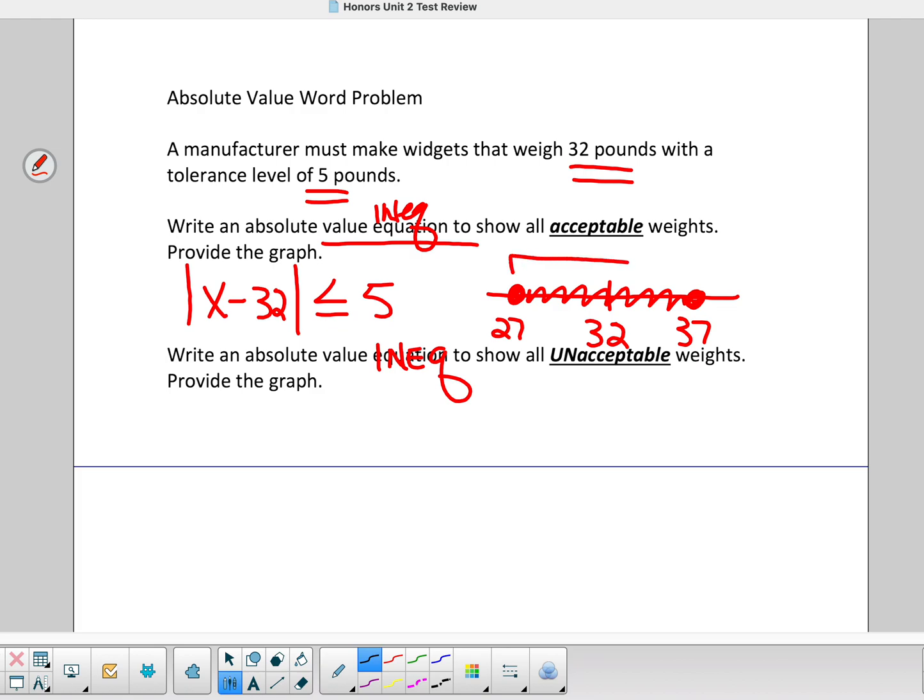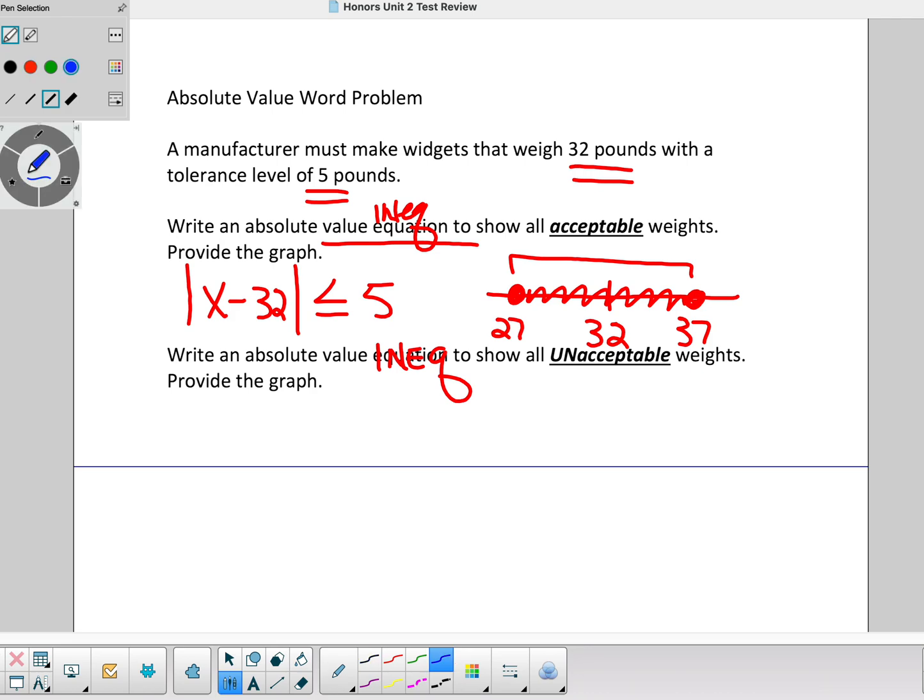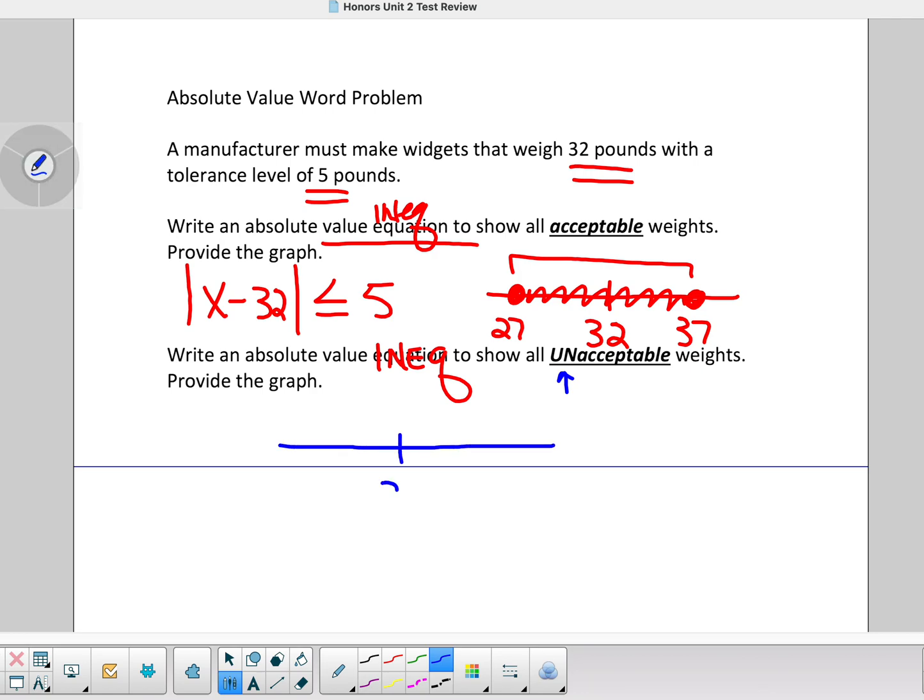All of the acceptable weights fall within this range. And then the flip side, you're writing the absolute value inequality to show all of the unacceptable weights. So I'll switch ink colors for that. So I'm now showing all the unacceptable weights. Well, the number line looks exactly the same. 32 is still the center. My boundary points are still the same, but I'm going to note my boundary points with open circles because 27 and 37 are acceptable weights.